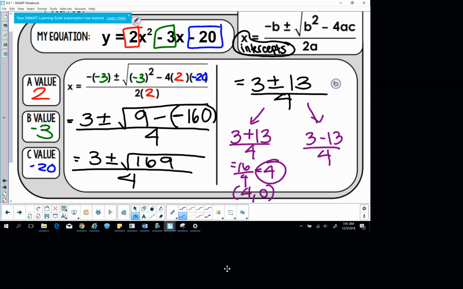Now let's do this one. What's 3 minus 13? Negative 10 over 4. And when you put that in, what does that end up equaling? Negative 5 over 2. Good. Negative 5 over 2. So that's my other x-intercept. And that's how we can find our x-intercepts every single time.